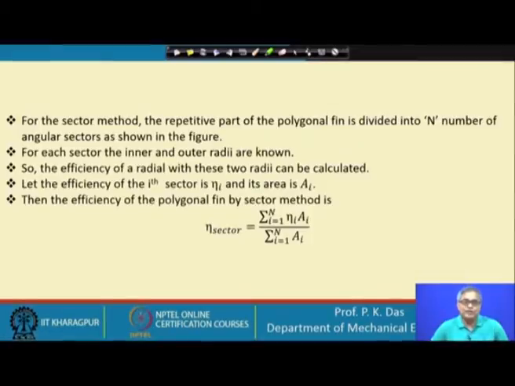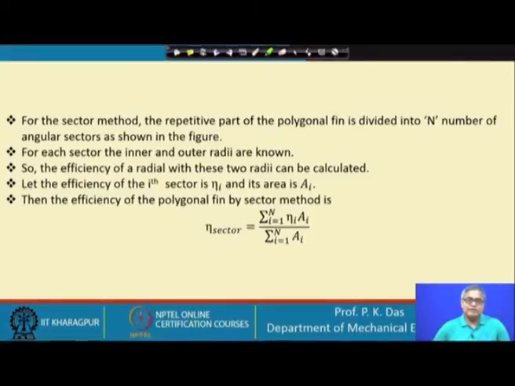Then we go to the second method, which is called the sector method. For the sector method, the repetitive part of the polygonal fin is divided into different angular sectors as shown in the figure. The figure will follow. For each sector, the inner and outer radii are known. That we will also see from the diagram. So, the efficiency of a radial fin with these two radii can be calculated.